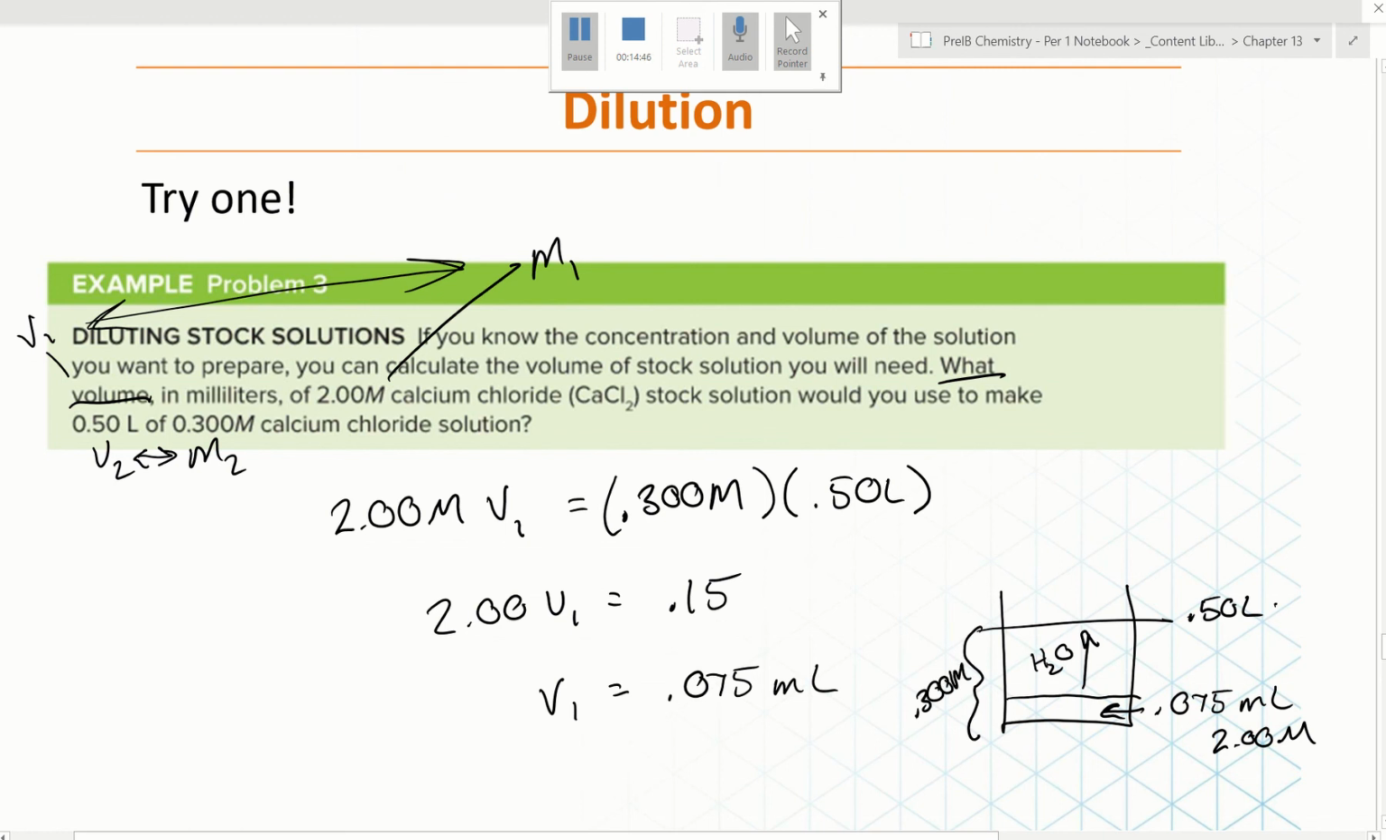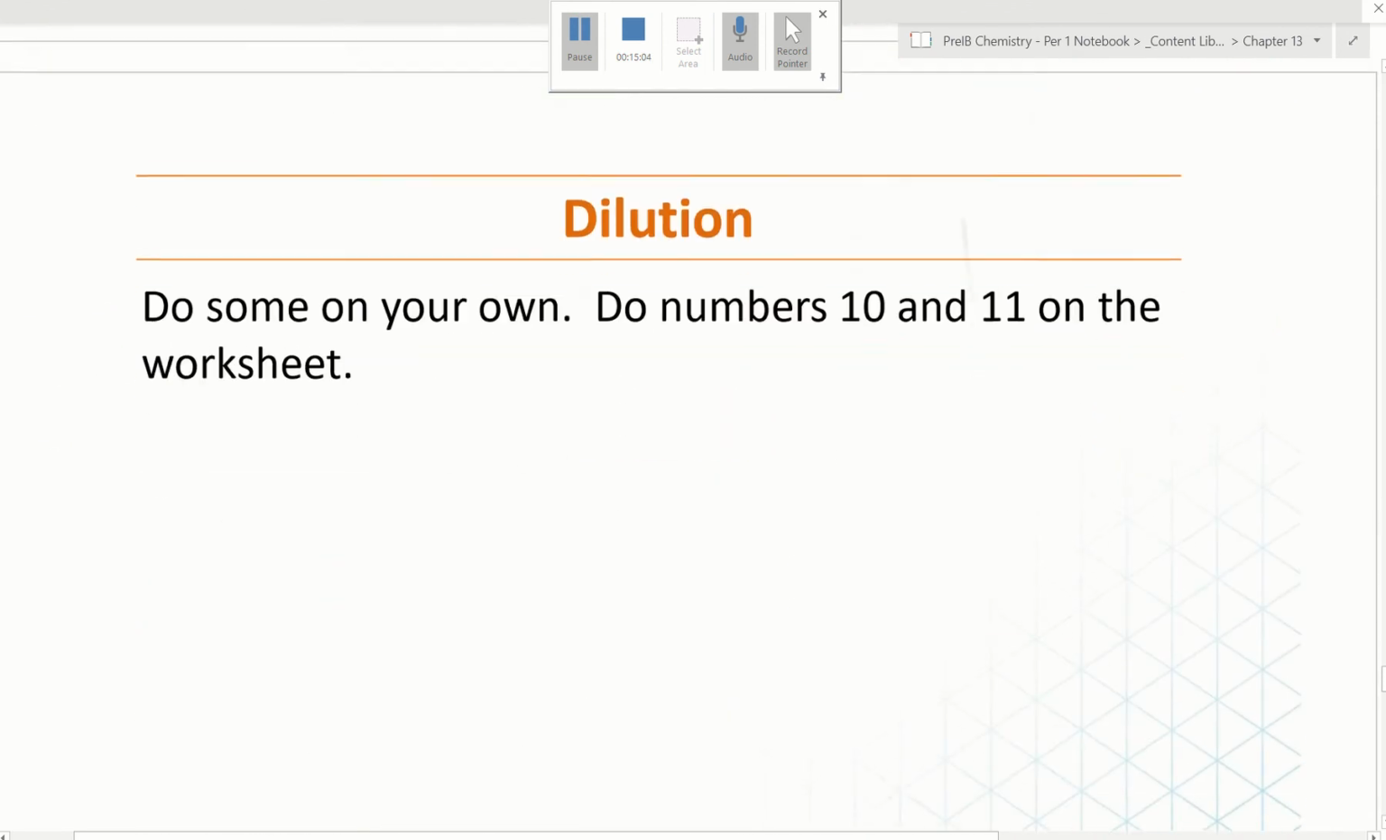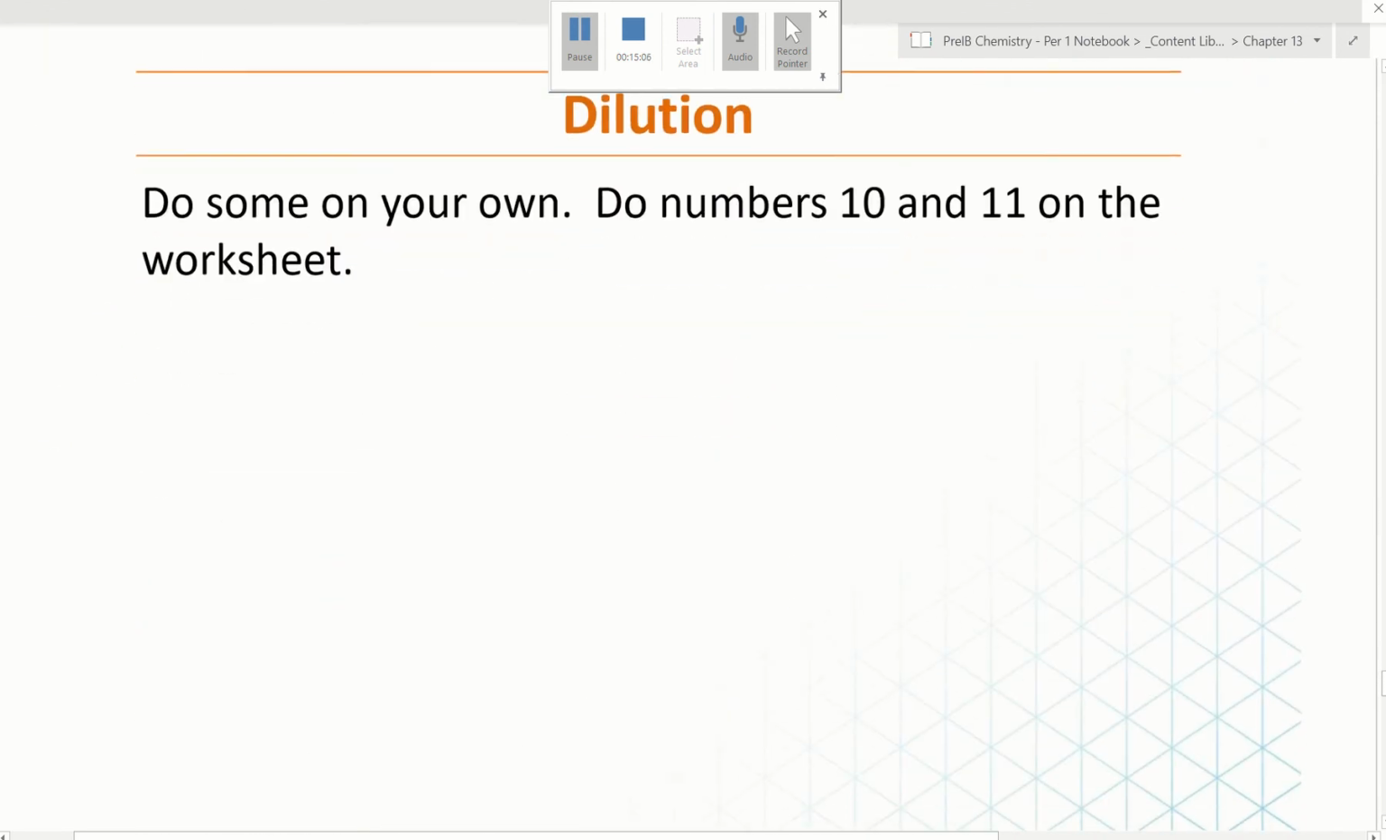All right, so that's how a dilution works. And so basically I'm just taking a sample of a more concentrated solution and I'm adding water to dilute it to make it less concentrated. And so if you read this problem carefully and you see the math, hopefully you can work through that. If you guys go to your worksheet, you can go ahead and do numbers 10 and 11.